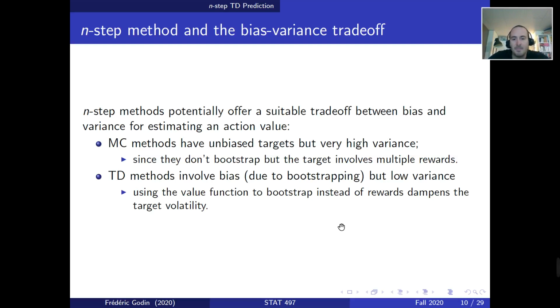exactly in the next step. But there's much less variability, because the only elements of randomness in your target are the next reward and the next state. So you have much less variability: very high bias, but much less variance.